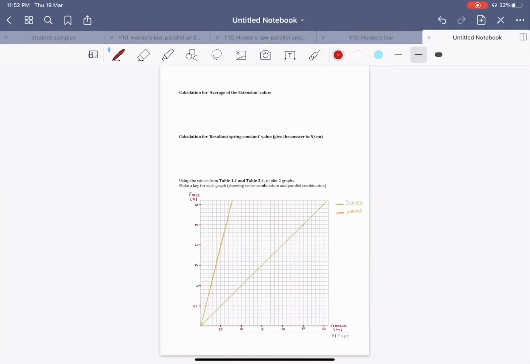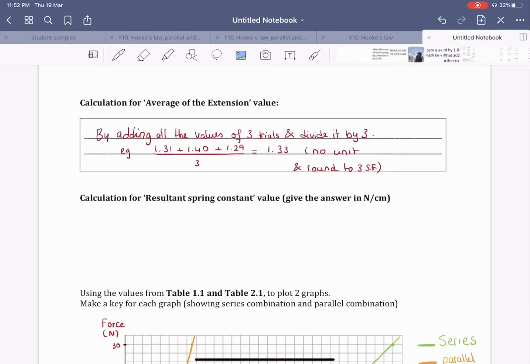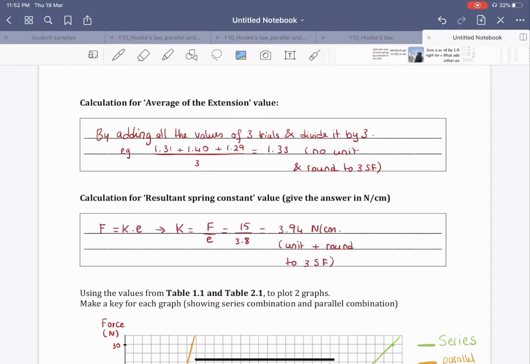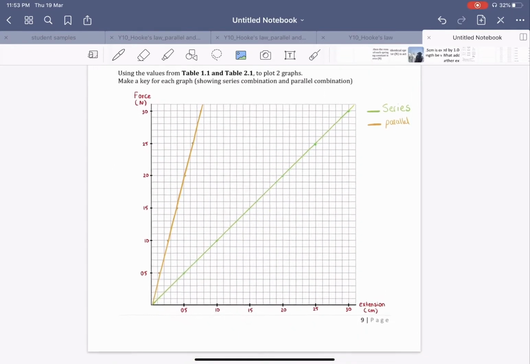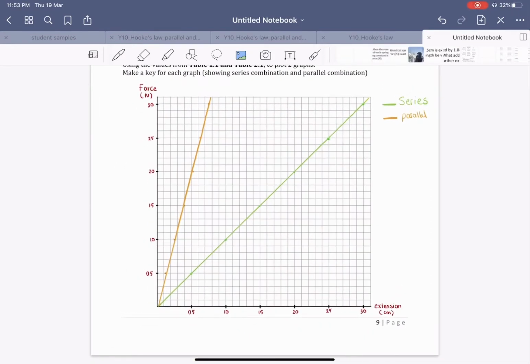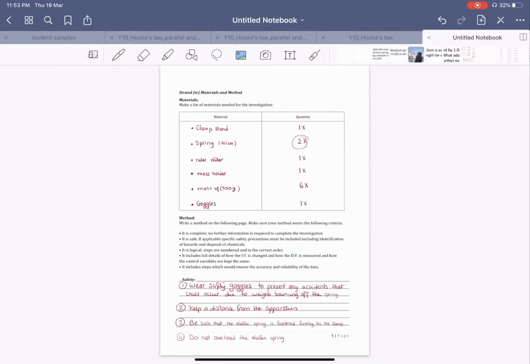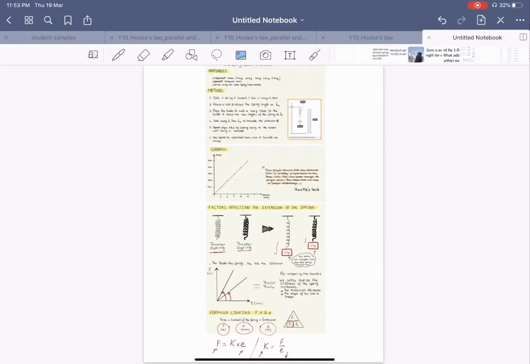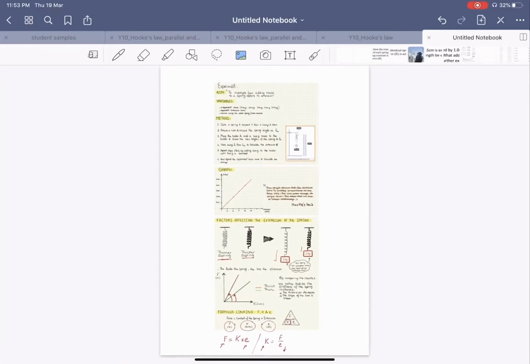Now jumping to this question, they just want you to write one example of how you could find the extension and one example for how you could find the resultant spring constant. Okay, this is how your graph should look like, and as you can see the graph is very familiar to something we saw before, to this one. Yeah, it's very familiar and it's something that you saw before.